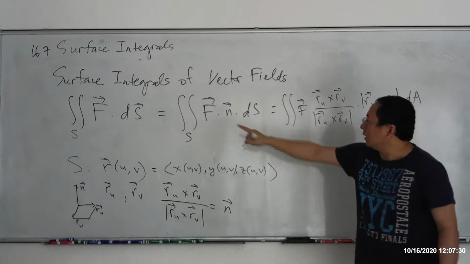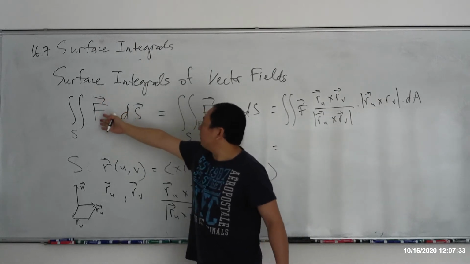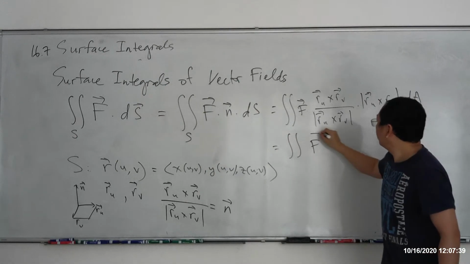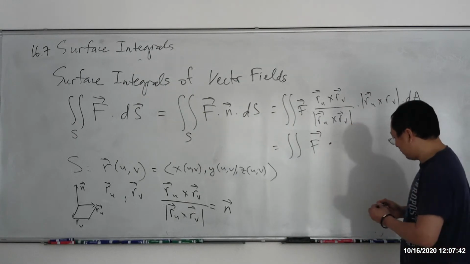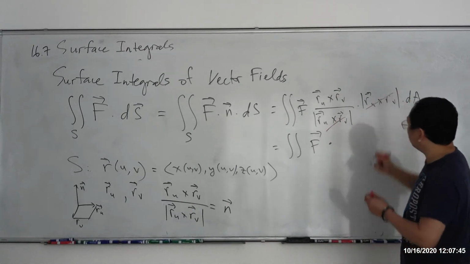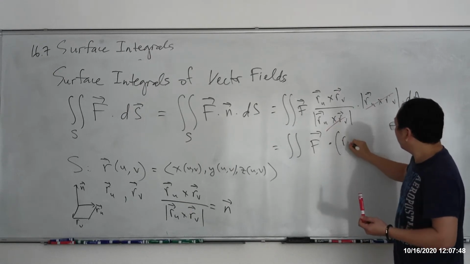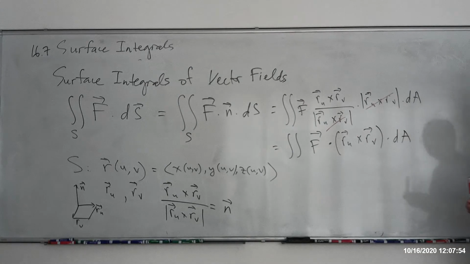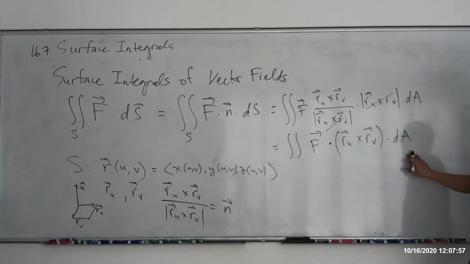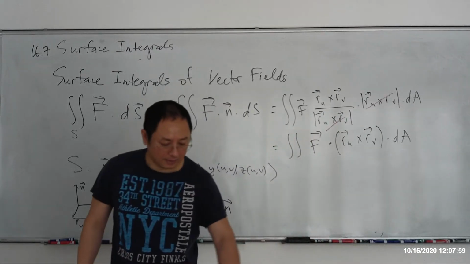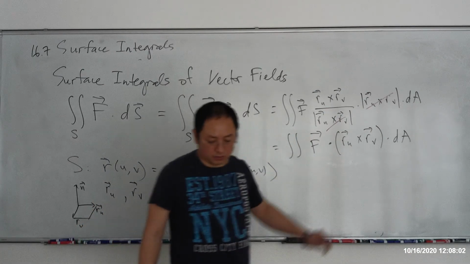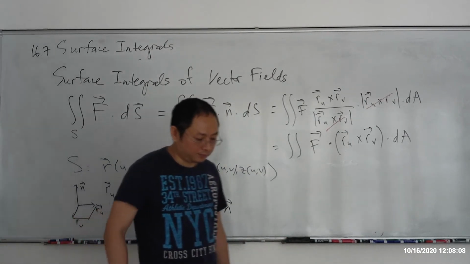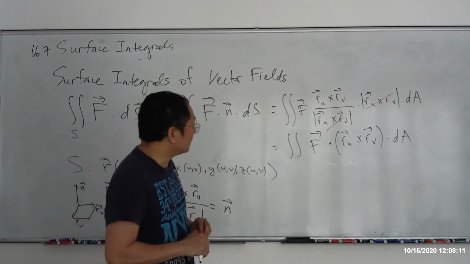So the definition of the surface integral of vector field F dot dS can be translated to F dot, this one cancels out, let me use the red marker, this cancels out with this, dot what? Ru cross Rv and then times dA. And dA now is du times dv. And these are the formulas you used to use to do the work.